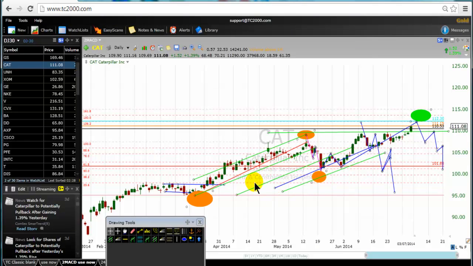You can see that the A for alpha of the flat correction ended at the median line of the third channel. So first channel, the first green, second channel, this section, and the third channel. The blue line here is the median line of the third channel on the dots. If you are using a stochastic or any momentum oscillator, use the market geometry and the channel projection.